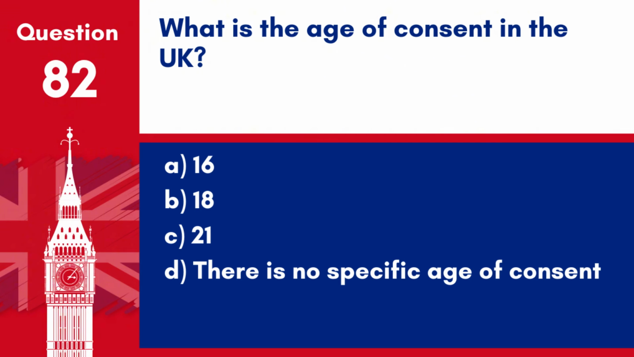Question 82. What is the age of consent in the UK? A. 16. B. 18. C. 21. D. There is no specific age of consent. Answer A. 16. The age of consent in the UK is 16, regardless of sexual orientation or gender.